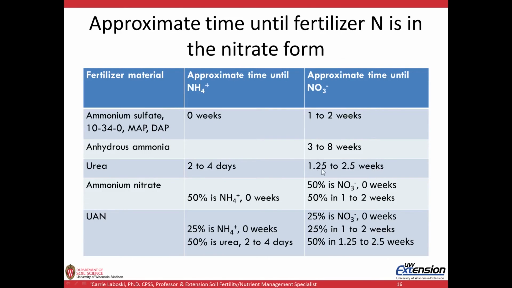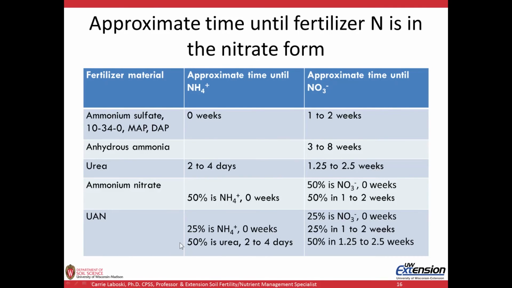So overall, it's going to take 1 1/4, maybe 2.5 weeks for urea to become nitrate. Again, these are under ideal conditions where things are moving along. I want to just jump down here to urea ammonium nitrate.